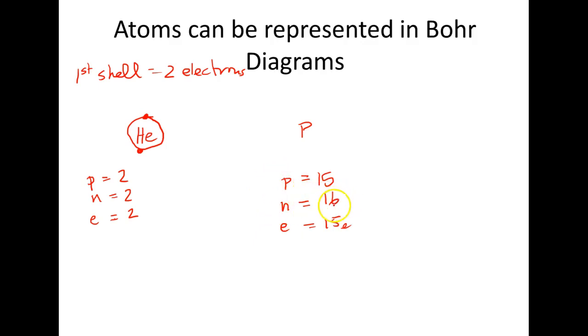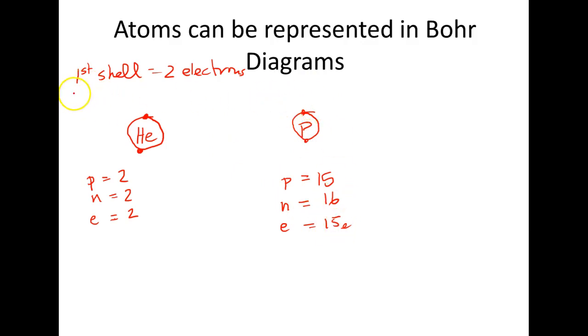How do I know that it has 16 neutrons? Well, when I look at the atomic mass of phosphorus, it is 31. So I know that I have 15 protons. 15 plus what equals 31? It's 16. Now, we talked about the first shell. The first shell can only hold 2. So we're going to take 2 electrons in the first shell, but we have 15.